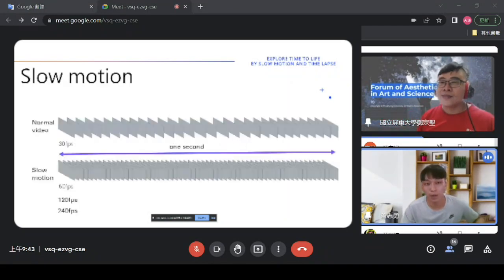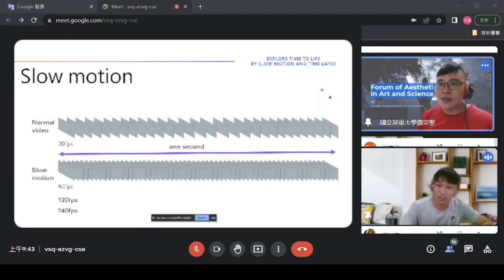Let's talk about slow motion. You can see the normal video, right? Normal video is 30 FPS. That means I take 30 pictures in 1 second. But slow motion takes 60 or 120 or 240 or even more pictures in 1 second.